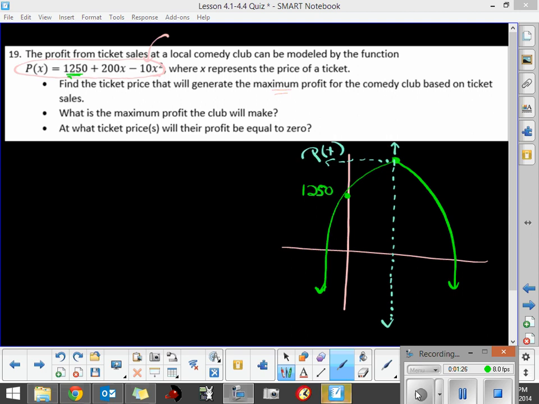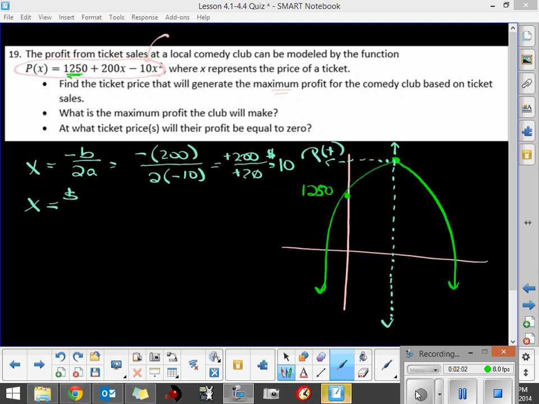So in order to find that, I'm really just finding this axis of symmetry that we've done earlier on the test or the quiz. So I want to find the axis of symmetry, and that value, the x, the ticket price that will generate the maximum, can be found by taking negative b all over 2a. So what is the ticket price that would generate the maximum? We'll take the opposite of b, which is 200, all over 2 times a, which is negative 10. And you get a calculation of negative 200 divided by negative 20, and that's going to give you a positive $10. So when our ticket price is $10, we end up with the maximum profit.